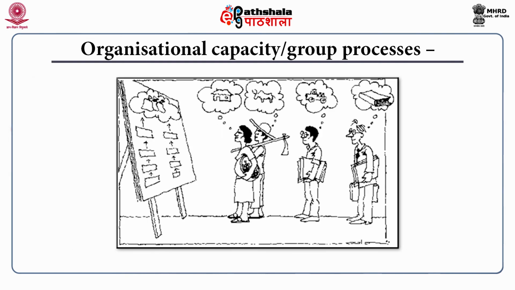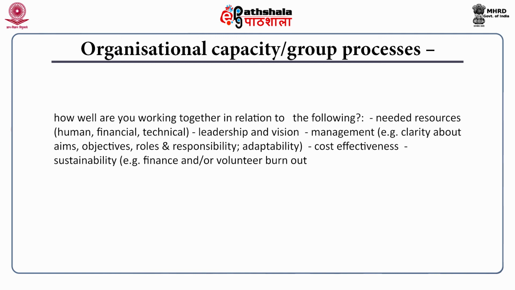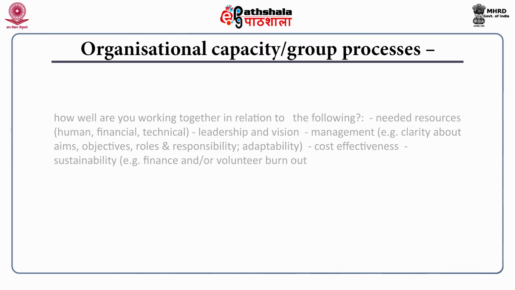Organizational capacity or group processes. How well are you working together in relation to the following? Needed resources, which could be human, financial, technical, leadership and vision and management. That is, whether we are clear about the aims of M&E, objectives, roles, responsibilities, adaptability, cost effectiveness and sustainability.